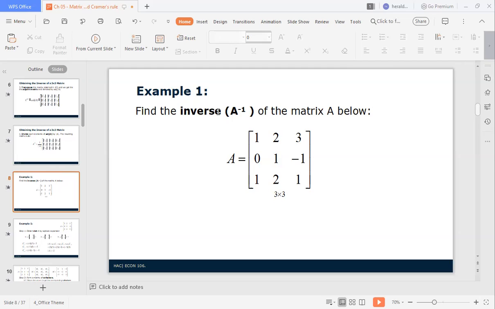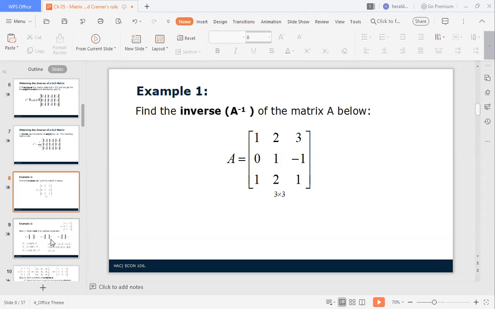Okay, so suppose we're looking for the inverse of this original matrix. The matrix, as you can see, is a 3 by 3, or order 3, and it has the elements 1, 2, 3, 0, 0, 1, negative 1, and 1, 2, and 1.